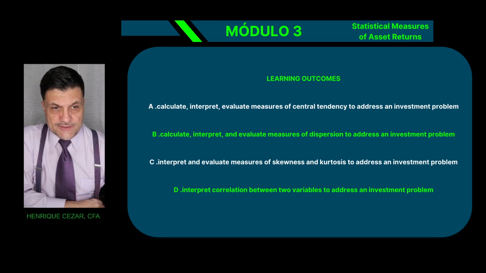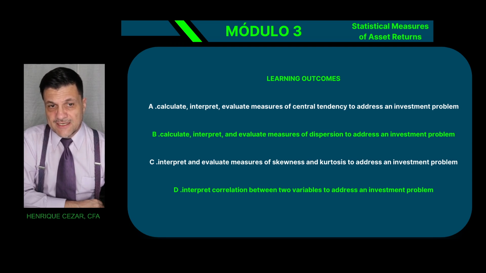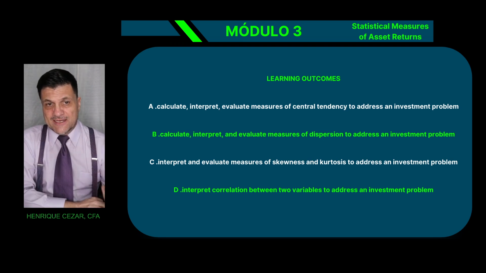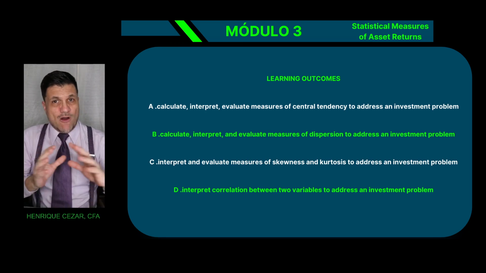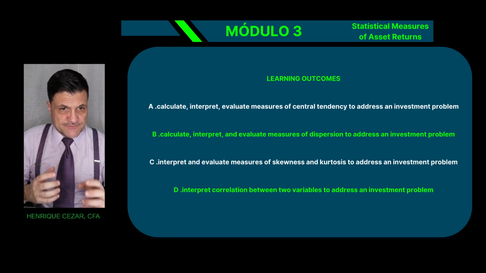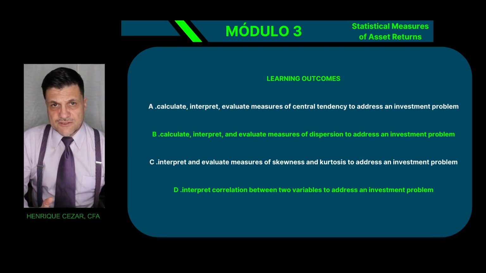Calculate, interpret, and evaluate measures of dispersion. Dispersion will be more like standard deviation. How many deviations? Location and dispersion are connected. Location can be done in terms of how many standard deviations that number is from the expected value. Dispersion is how far that value is from the expectation. So dispersion and deviations are all the same thing.